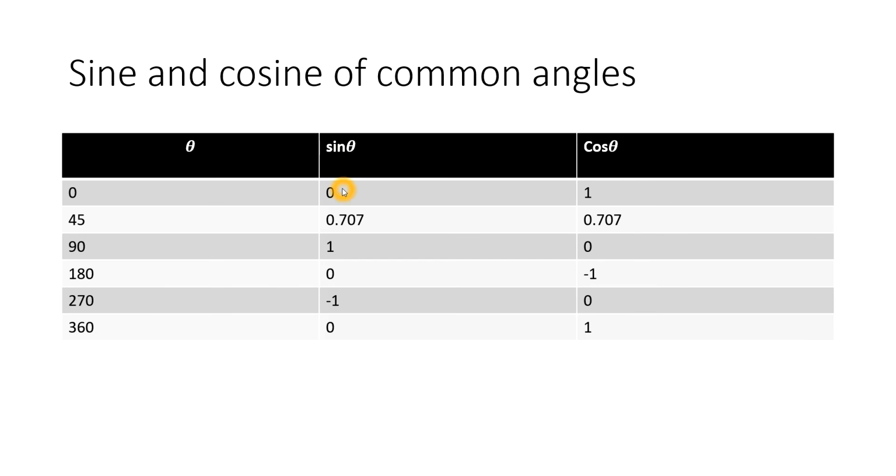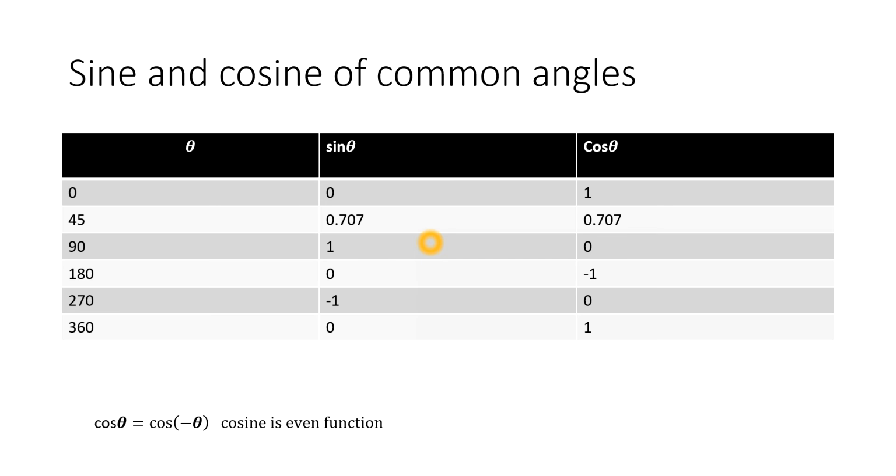For example, sine of 0 on the first row is 0. Cosine of 0 is 1. On the second row, sine of 45 is 0.707. Cosine of 45 is also 0.707, and then you continue like that. On the third row, for example, sine of 90 degrees is 1, while cosine of 90 degrees is 0. So you need to be familiar with this table, common angles and sine and cosine of those angles.